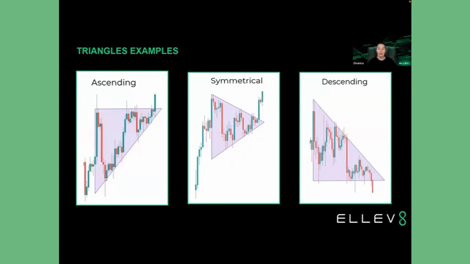Now a little tip is to identify the slope. So if we've got a slope going up and we're in an uptrend, we have a higher probability that price is going to break to the upside and continue in that same direction.